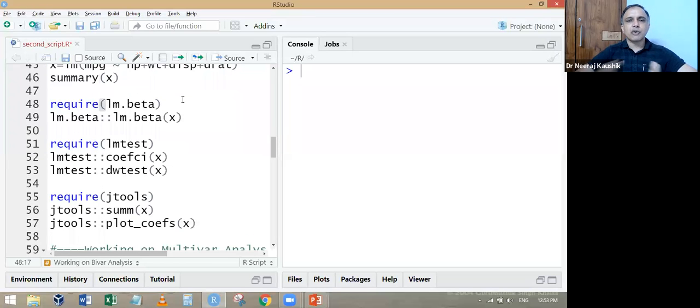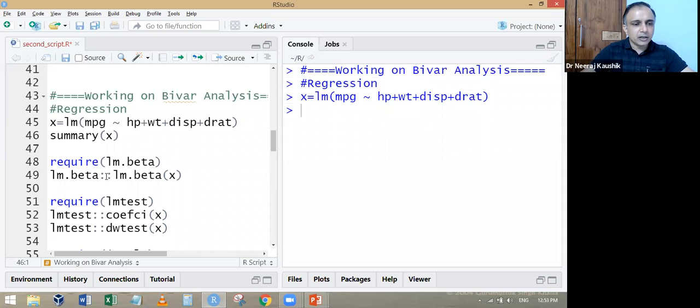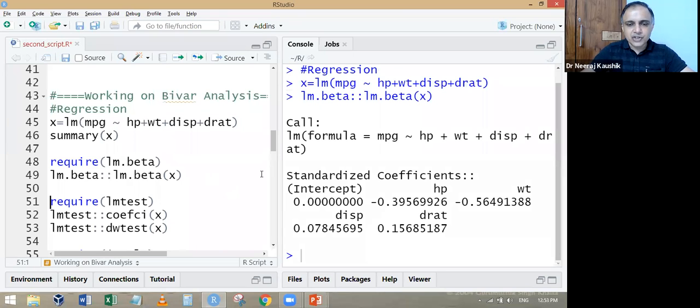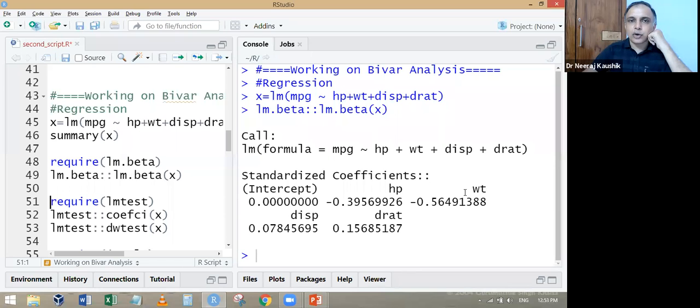Three things you require additionally: lm.beta for getting the beta value. Now this is another way of checking. Let me run this and let me run the lm.beta. Check whose lm beta is highest. That will be the strongest. Don't look at the sign, just look at the number. For HP, minus 0.39, weight 0.56, displacement 0.07, drat 0.15. Who is the strongest of the four? This is the strongest, weight.